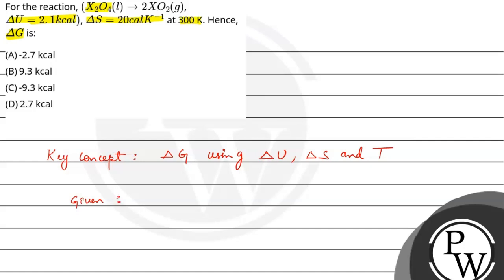So, the given data in this question is delta U, that is change in internal energy, is equal to 2.1 kilocalorie. Then delta S, change in entropy, is 20 calorie per Kelvin. Then temperature is equal to 300 Kelvin. So, we have written all the data that was given.